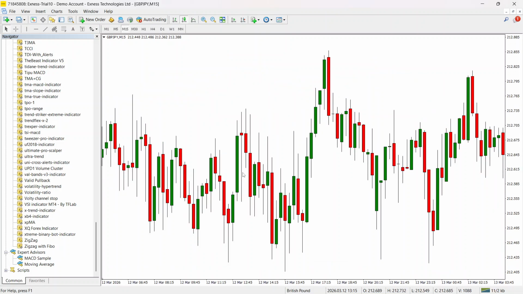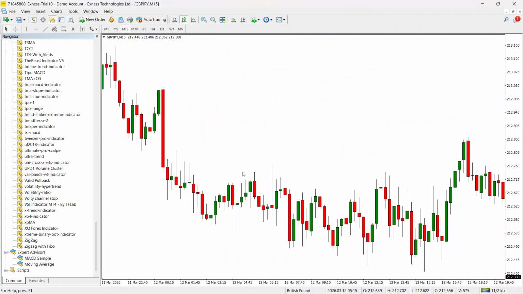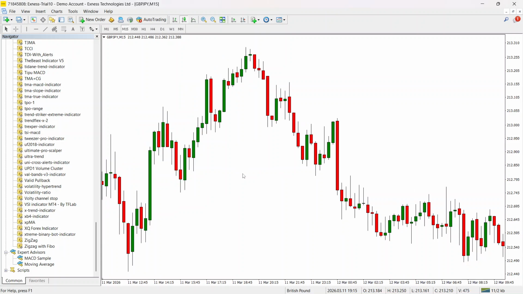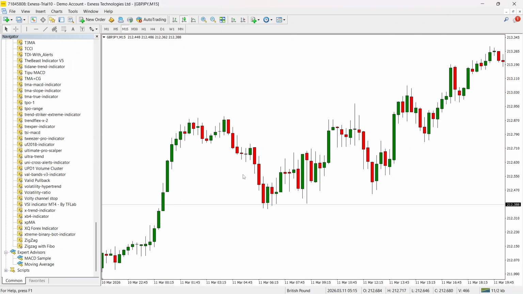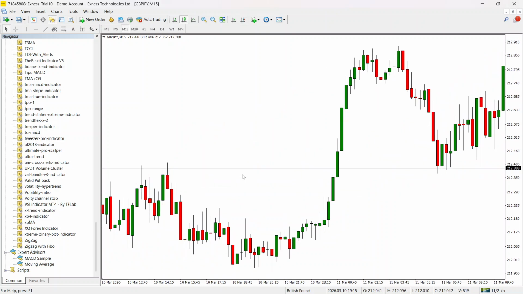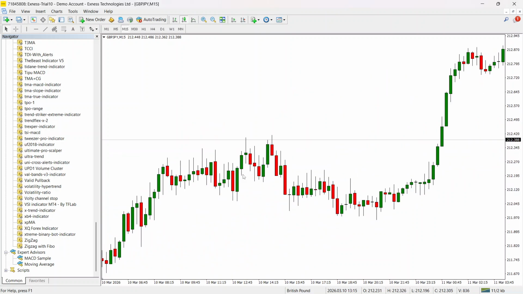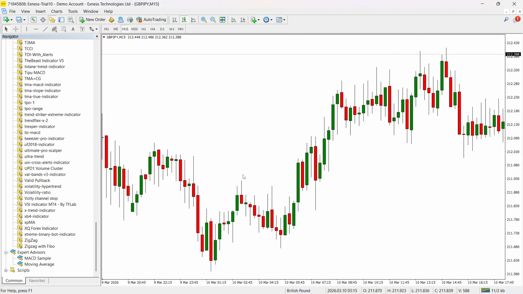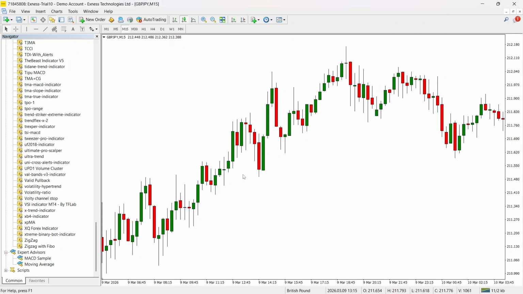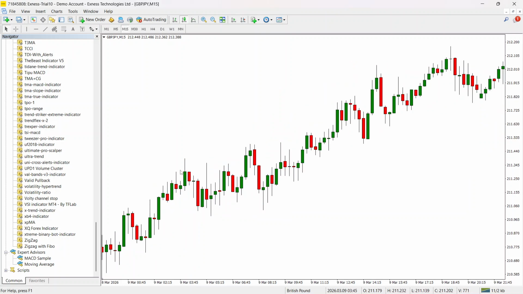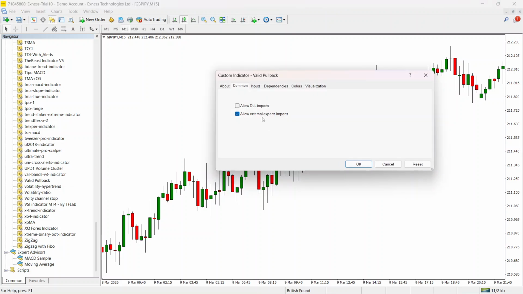Traders, welcome to this video on the Valid Pullback Indicator for MT4 and MT5. This trend-aware tool is designed to highlight healthy pullbacks within an existing trend and filter out moves that are more likely to be full reversals, so you can time entries with a better reward to risk ratio. At this point, I'll load the indicator on the chart so you can see how it looks in real time.